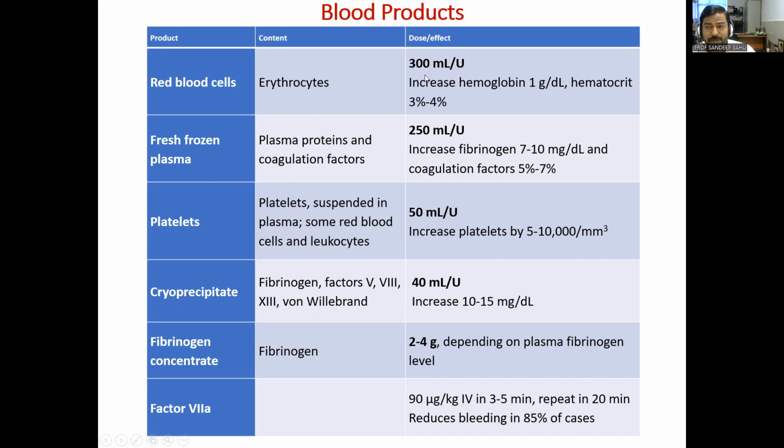The bag is 300 ml per unit, and it increases the hemoglobin by 1 gram per deciliter or hematocrit by 3 to 4. So my sincere request: give the coagulation factors first, increase the fibrinogen, increase the platelets, and once the bleeding stops, then definitely think of oxygen carrying capacity, because PRBC alone doesn't have the coagulation factors.